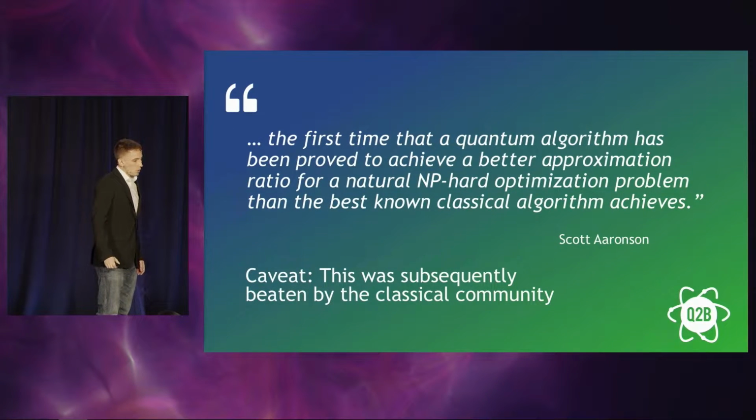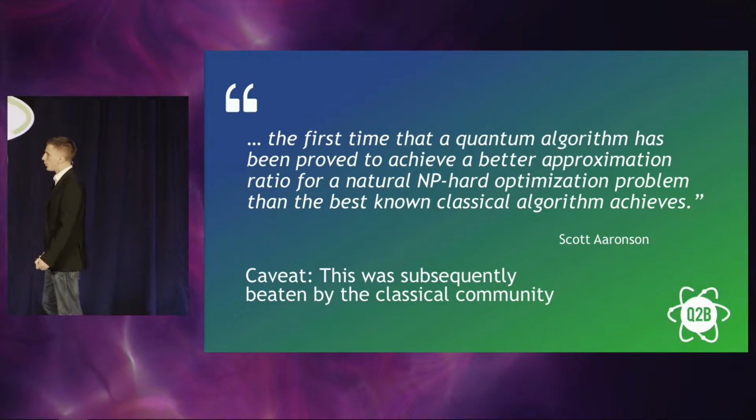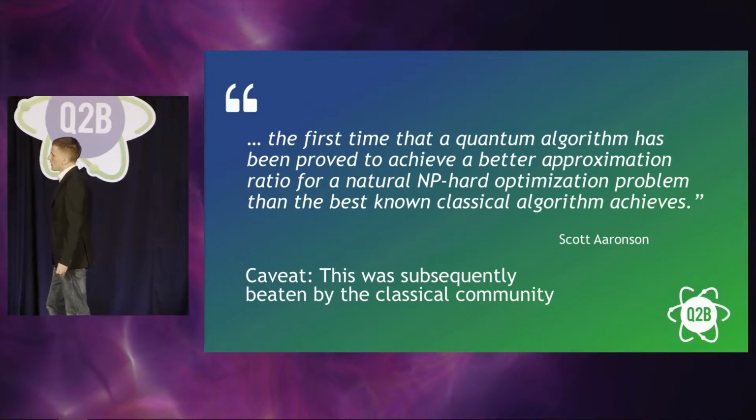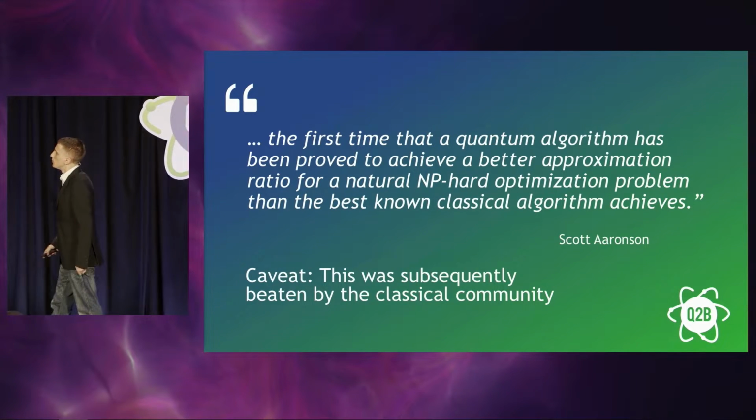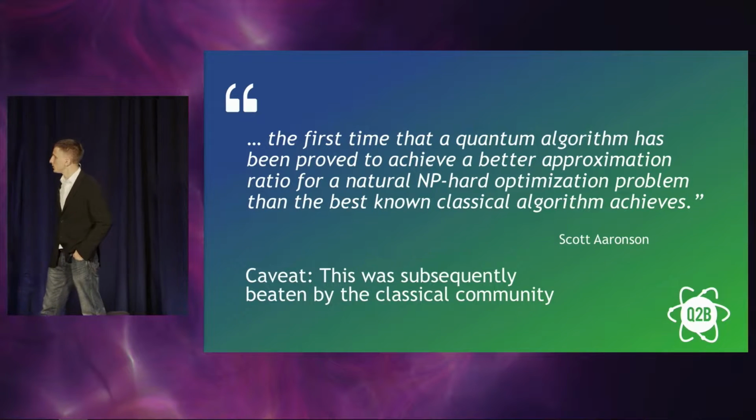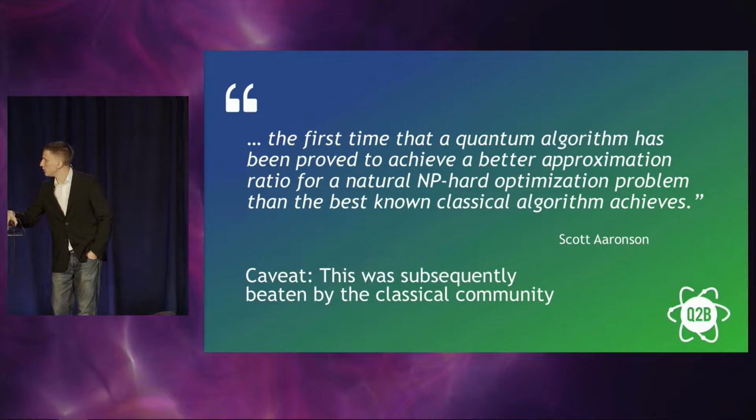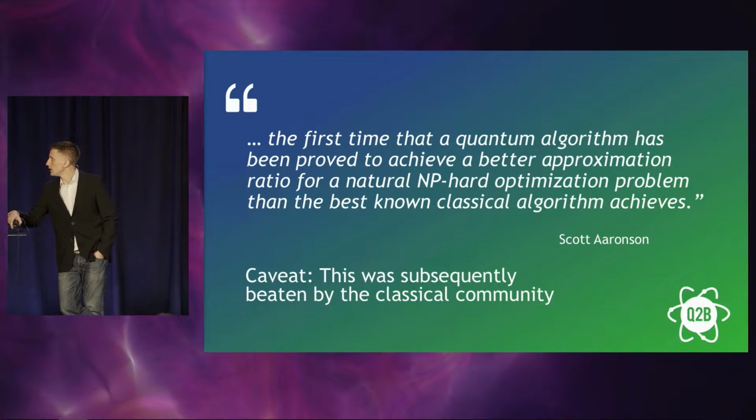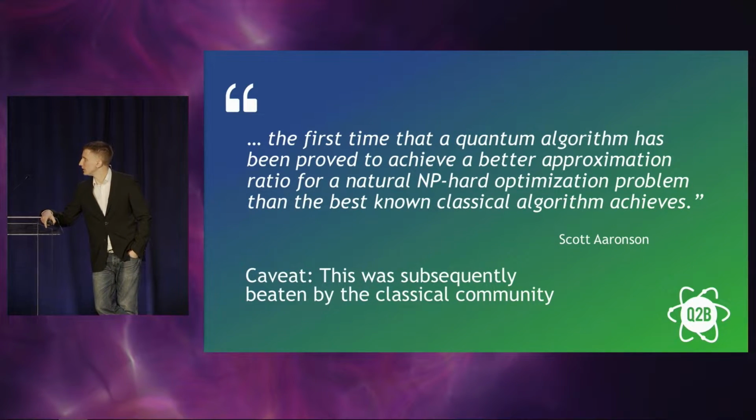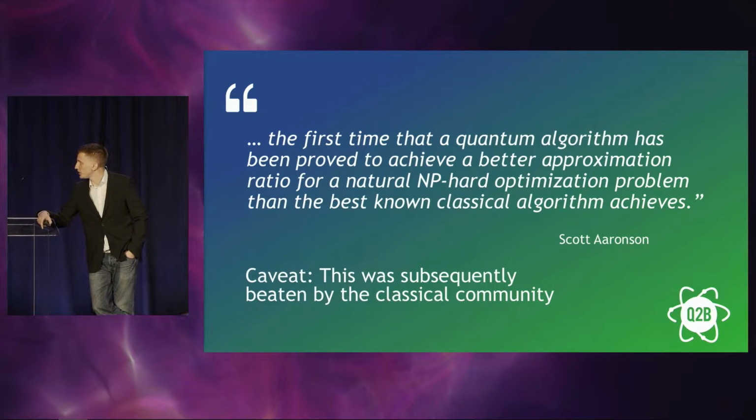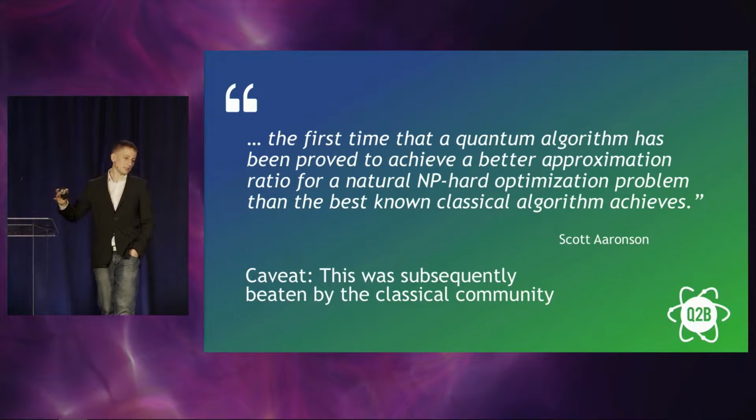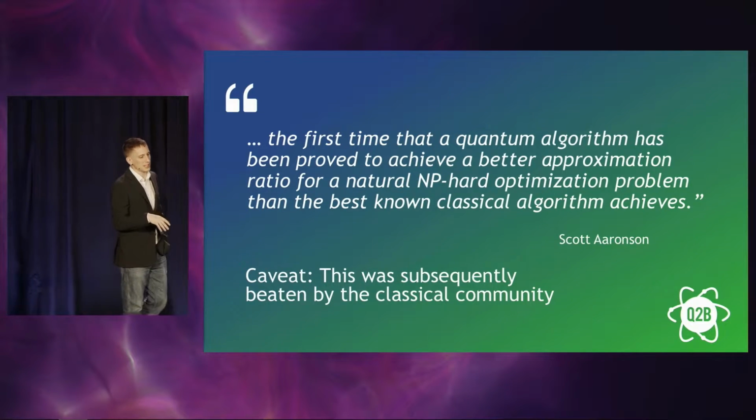Here I saw a quote from Scott Aaronson, and it relates to two points that were made before by Peter and Adam. This is a quote by Scott Aaronson, taken from his blog. This was posted when the QAOA arXiv paper first came out. And it says, the first time that a quantum algorithm has been proved to achieve a better approximation ratio for a natural NP-hard optimization problem than the best known classical algorithm achieves, which is kind of a big deal. But as you can see just below, there's a caveat.